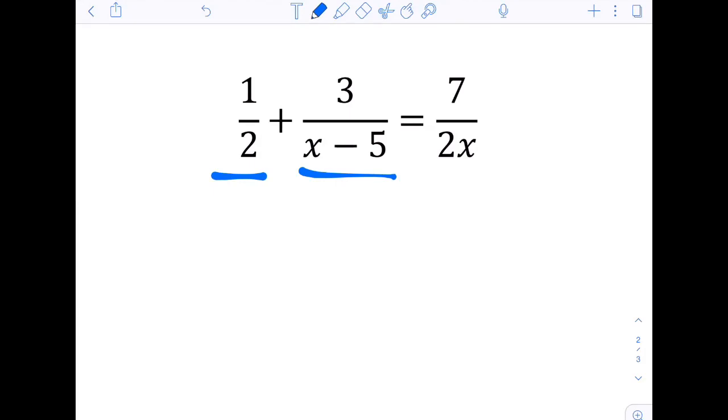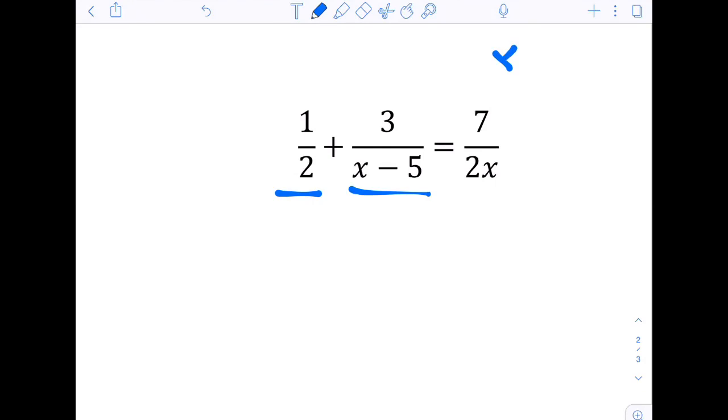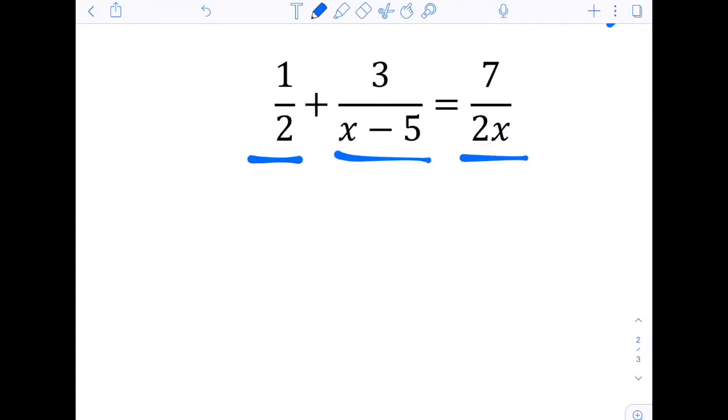The one in the middle, an x value of 5 would make it undefined, so I would write x cannot be equal to 5. And then we have 2x over here on the right side, so I know that an x value of 0 would make that undefined because 2 times 0 is 0. And those are our restrictions. x cannot be 5, x cannot be 0.